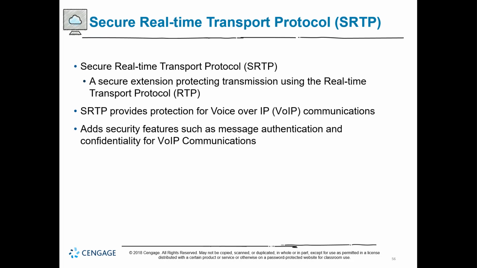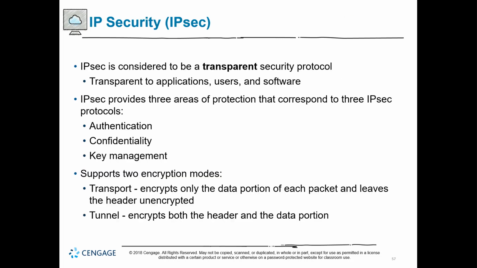We have our other communication protocols, the Secure Real-Time Transport Protocol, SRTP. This is used for VoIP and video conferencing. All this means is we add the security features of message authentication and confidentiality functions for VoIP communication. That way we can verify the source and destination of the stream of communication that's coming along.